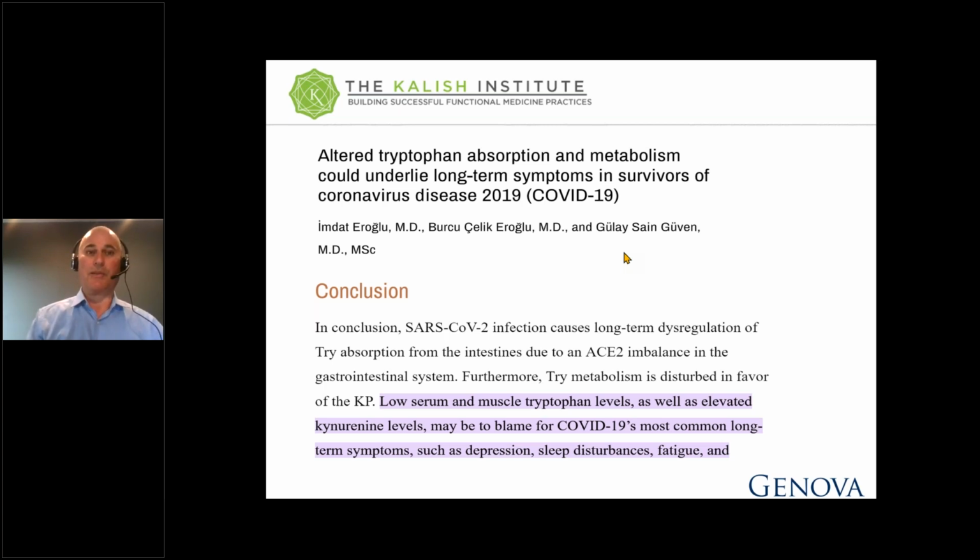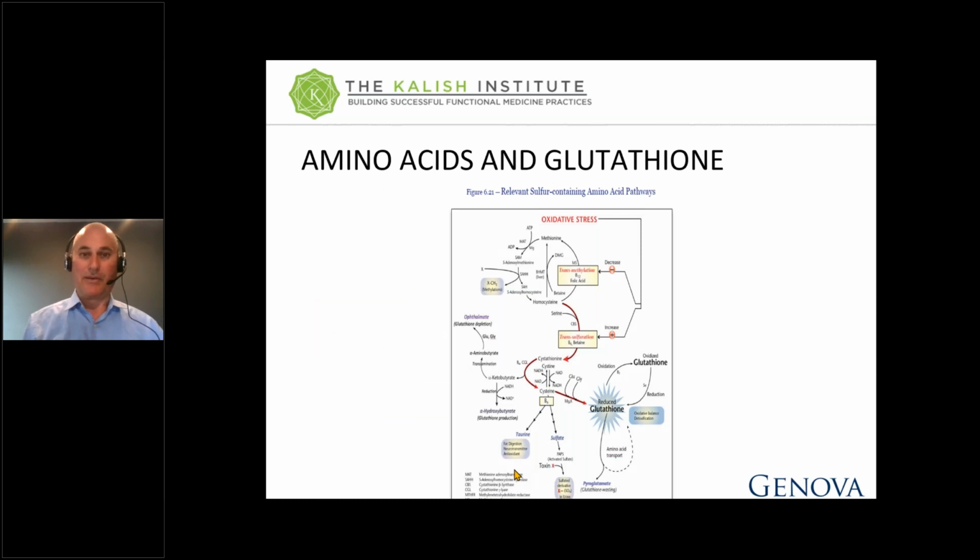Altered tryptophan absorption and metabolism could underlie long-term symptoms in survivors of COVID-19. And just a quick quote here for you: low serum and muscle tryptophan levels as well as elevated kynurenine levels may be to blame for COVID-19's most common long-term symptoms, such as depression, sleep disturbances, and fatigue. Makes biochemical sense.